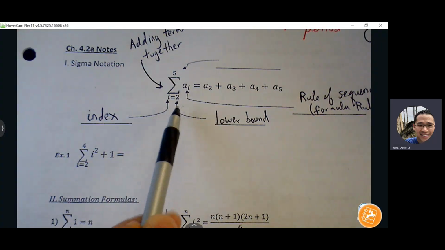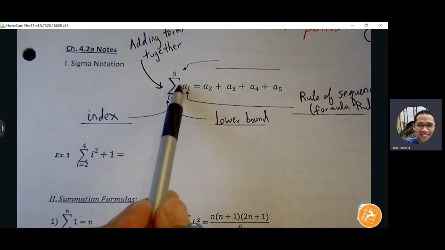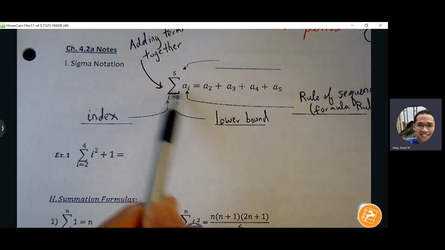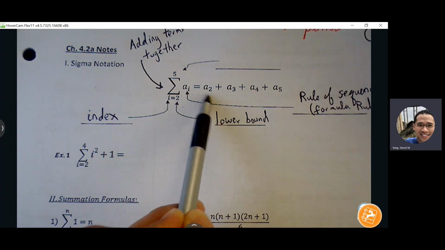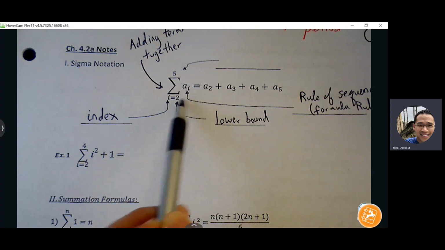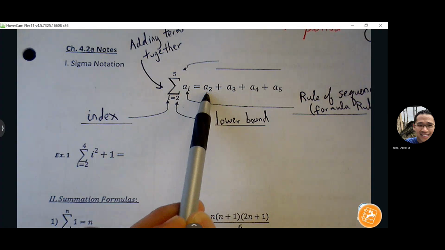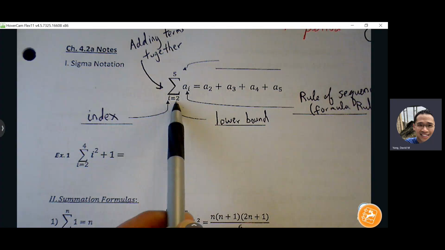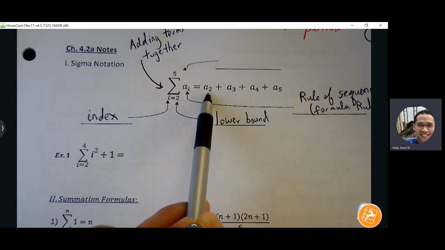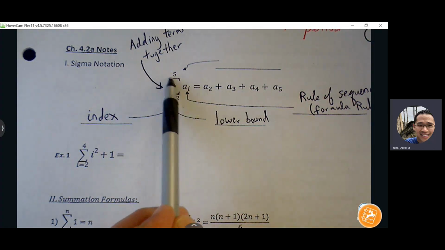So we're going to be inserting this lower bound into the variable of the rule of sequence. Whatever that gives us, that's going to be the first term. I'm going to put a sub 2 to indicate that I plug 2 into the rule of sequence. And then we always increment by 1. So the next term that we plug in is going to be what? 3. And then we just keep going: 2, 3, 4. And then we stop when we reach the upper bound here.